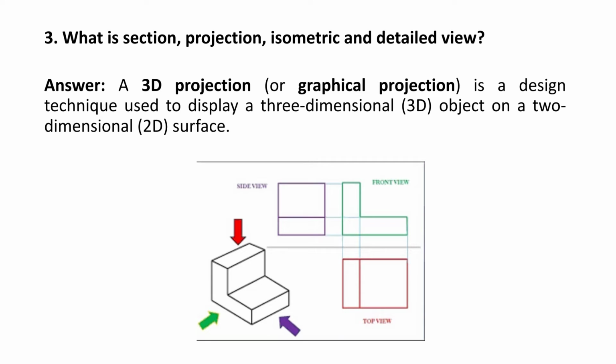The next question, what is projection? The answer is a 3D projection or the graphical projection is a design technique used to display a three-dimensional object on a two-dimensional surface. So here you can see the projection of three-dimensional object. Okay, so here we have one block and you can see the different views like the front view, top view and side view. These are nothing but the projection of this object.